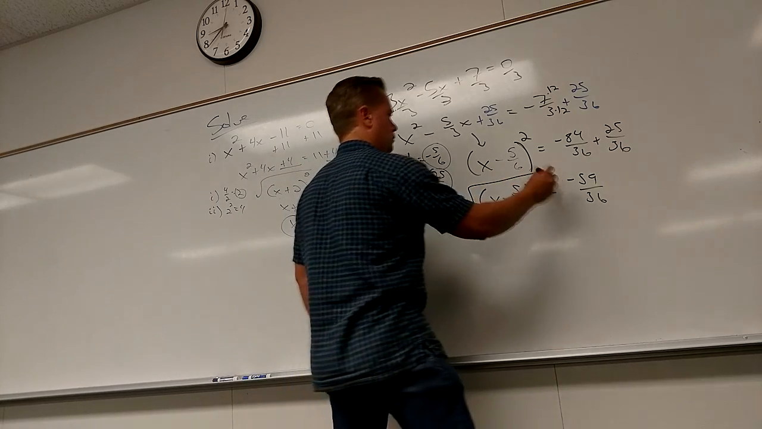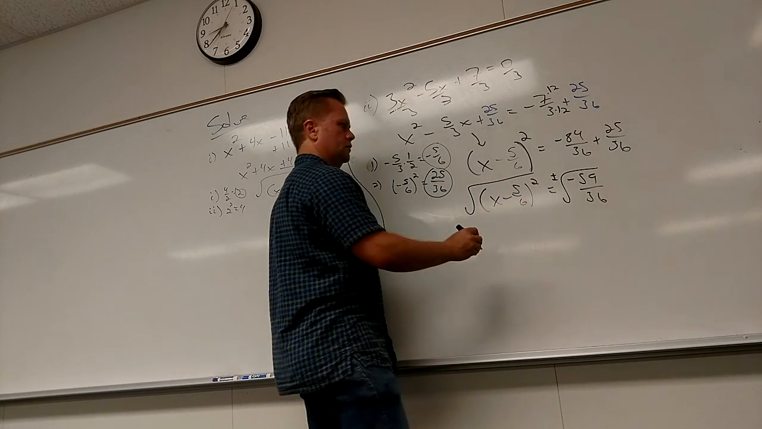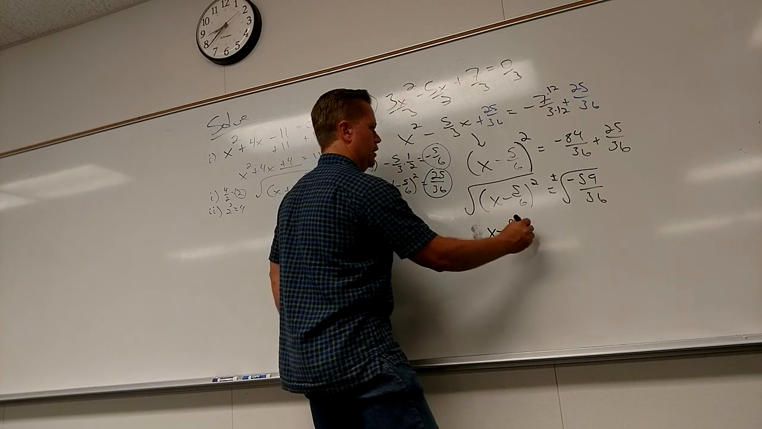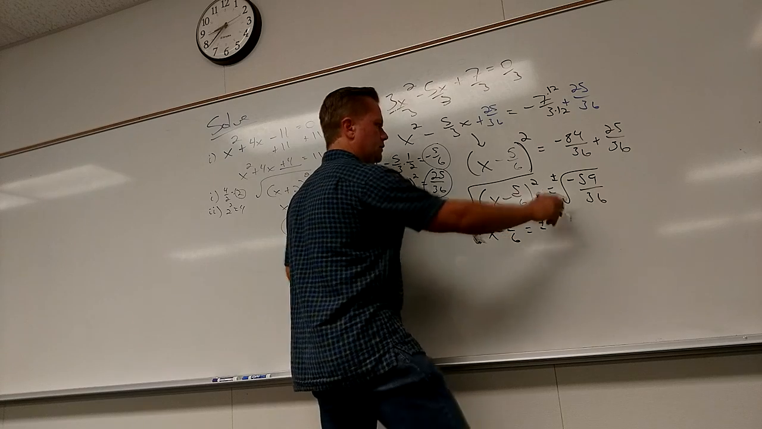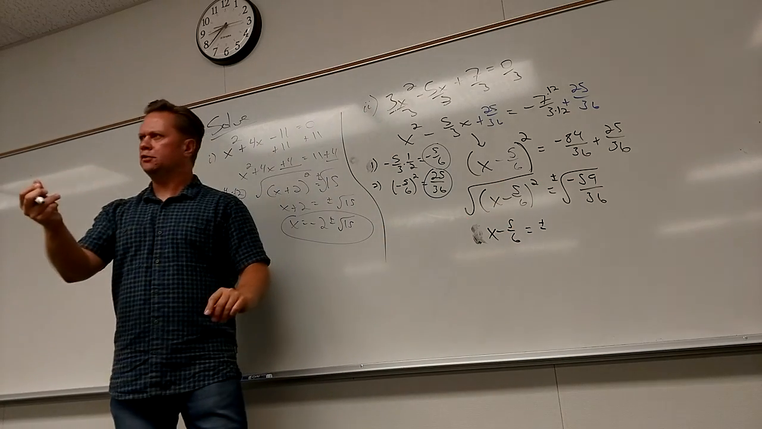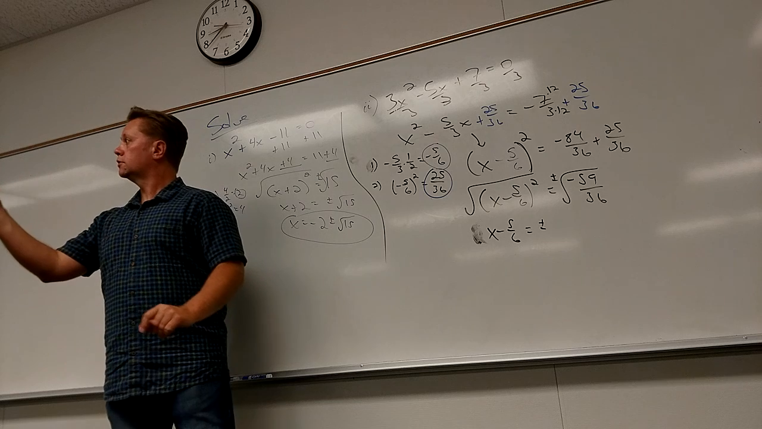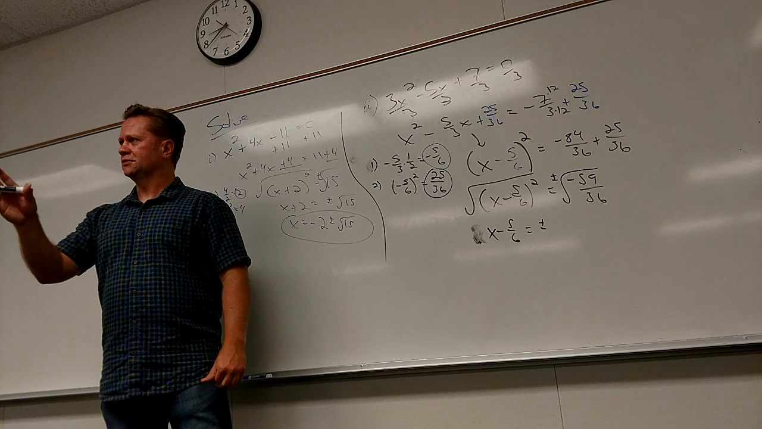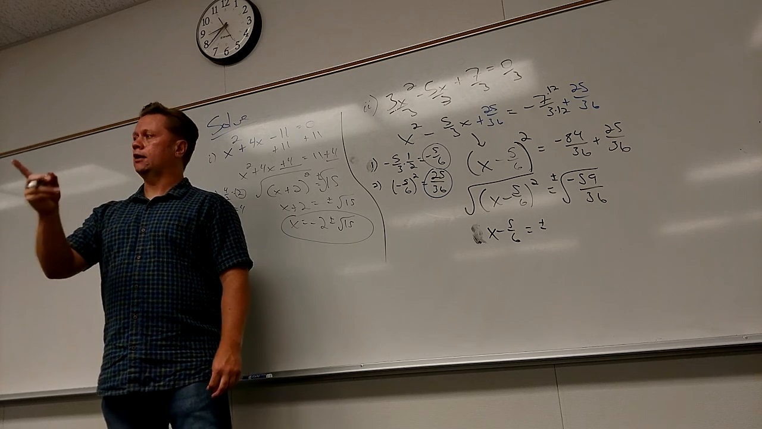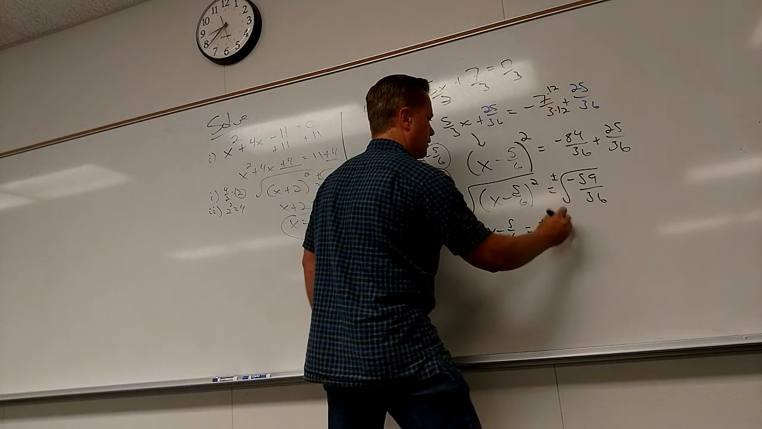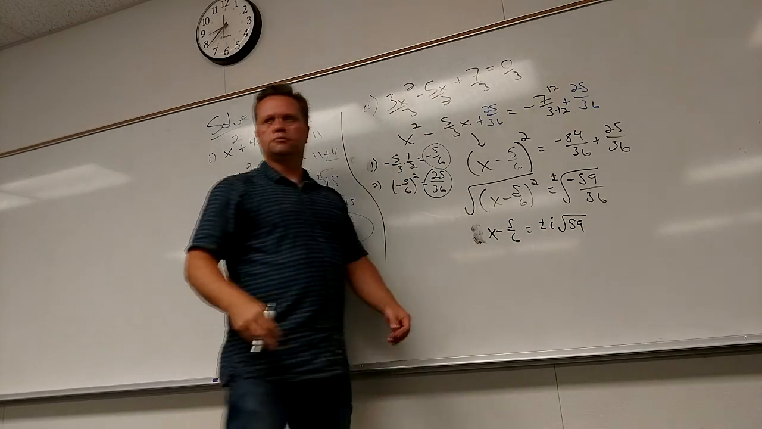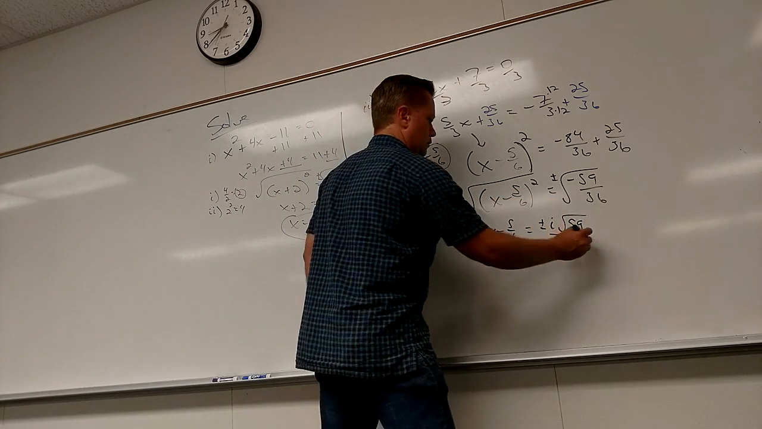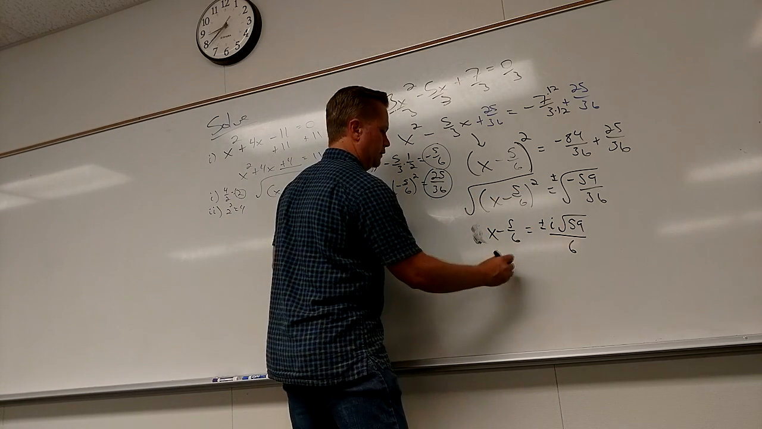Square root, plus or minus. So you get, in parentheses, x minus 5/6 equals the square root of negative 59. There's only one thing I can do with that. What's the square root of negative? Positive i. And 59, can I break that up? No. And what's the square root of 36? 6. And then I just add 5/6 over, and I'm done.